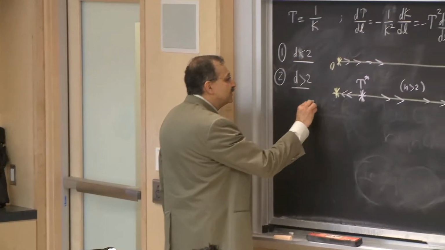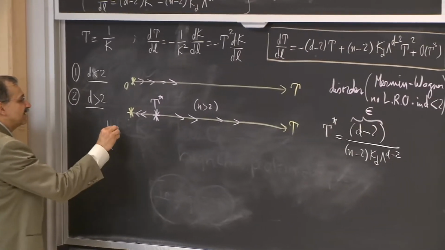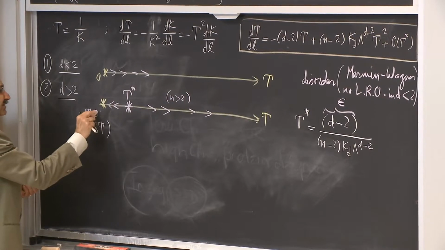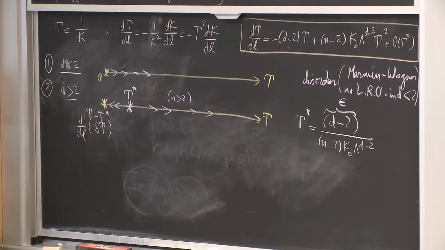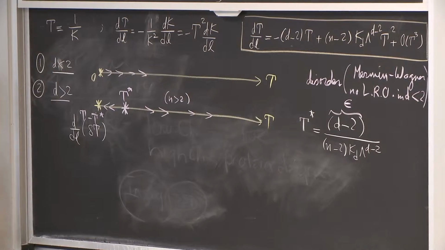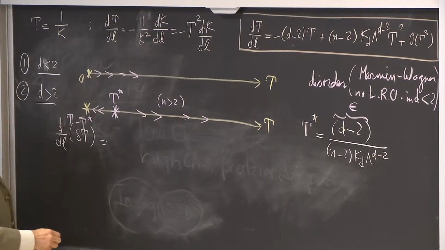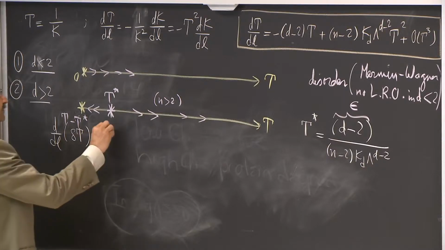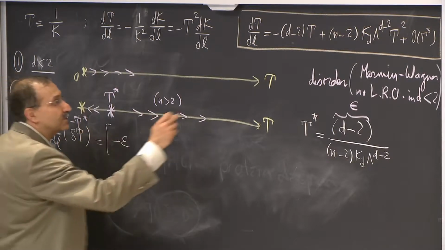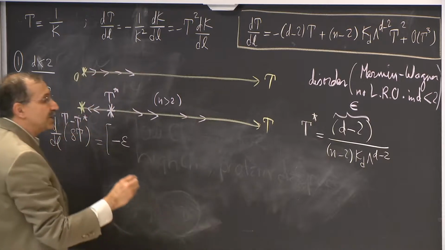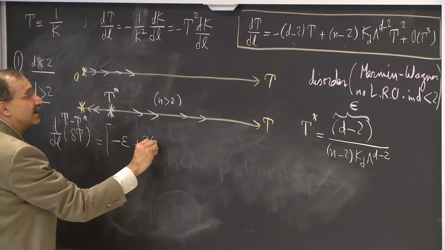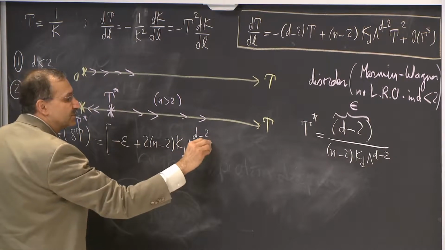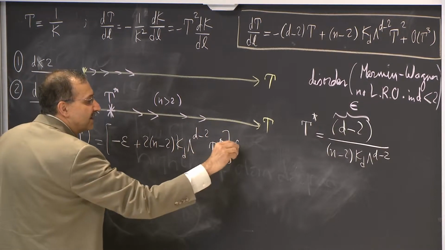So what we do is we look at d by dl of delta t. Delta t is, let's say, t minus t star in one direction or the other, no matter. And for that, what I need to do is to linearize this expression. So I will get a minus epsilon from here. And from here, I will get 2 (n minus 2) K_d lambda to the d minus 2 t star times delta t.